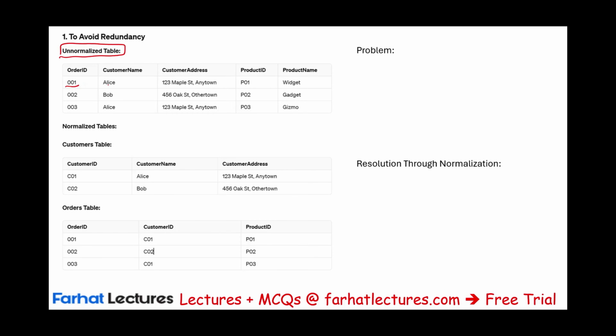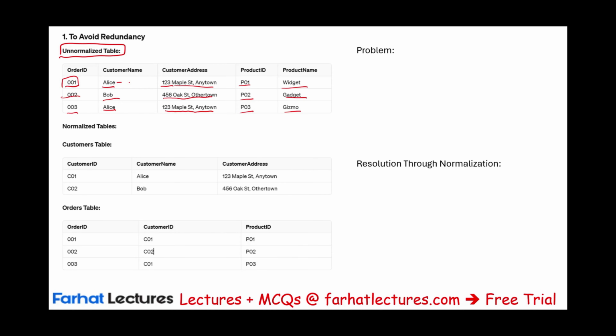So we have order ID 001, Elise, her address 123 Maple Street, Anytown. The product ID P01, the product is a widget. Order 002, Bob's address, product ID P02, gadget. Order 003, Elise again, 123 Maple Street, Anytown, P03, and she bought a gizmo. So what's the problem in this example? There's more than one problem. We're going to focus on one, and we're going to see there are more problems.